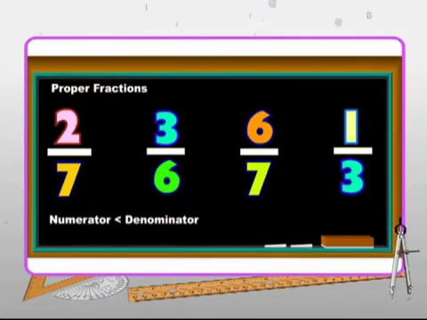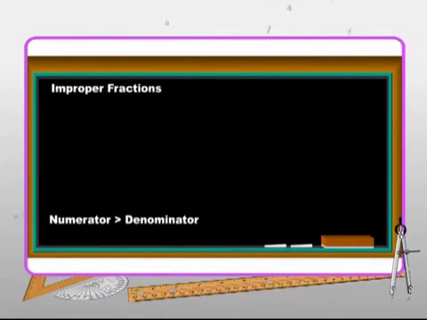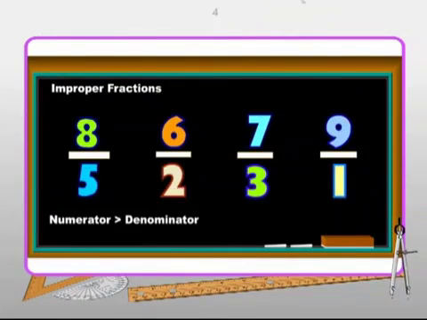Fractions whose numerators are less than the value of their denominators are called proper fractions. The value of proper fractions is less than 1. As you can see, in 2 by 7, numerator 2 is less than 7, so it's a proper fraction. Fractions whose numerators are greater than the value of their denominators are called improper fractions. The value of an improper fraction is greater than 1. 8 by 5 is an improper fraction, having 8 as numerator, which is greater than the denominator.